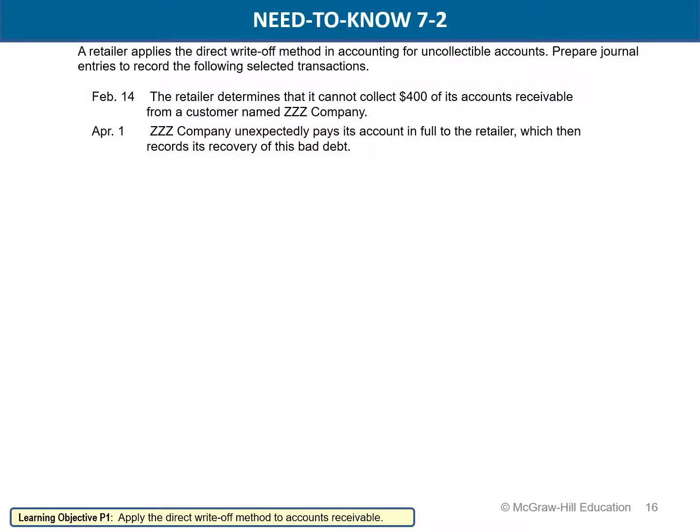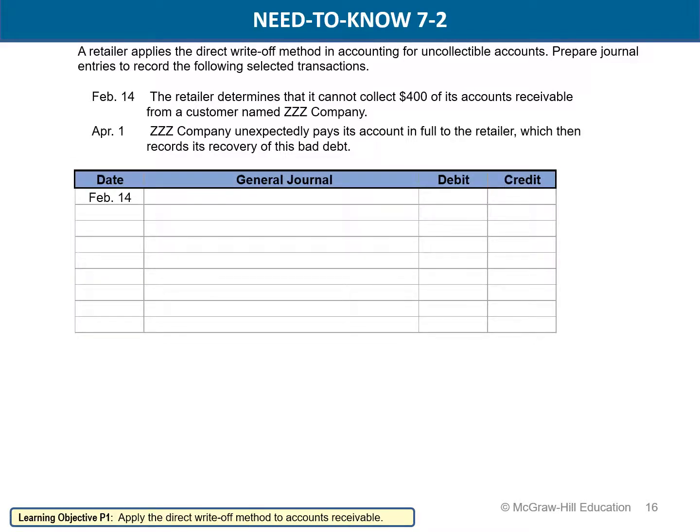Before we move to the allowance method, let's look at two examples here. The retailer applies the direct write-off method in accounting for uncollectible accounts, and they want us to prepare the journal entries for the following selected transactions. On February 14th, they determined they can't collect $400 from ZZZ Company. So our journal entry on February 14th is going to be a debit to bad debt expense and a credit to accounts receivable, ZZZ Co.